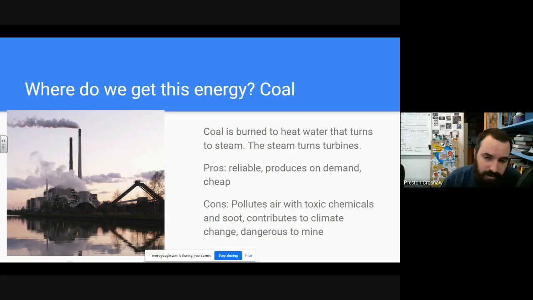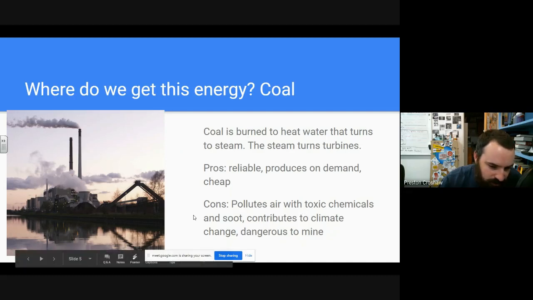I mean, coal's in a lot of places, so you don't need to go looking too hard for it. And we've developed this infrastructure, this whole system, since the late 1800s. We've been building coal-fired power plants and so forth, and we have the system pretty well down. There are a lot of problems with coal, however. It pollutes the air with toxic chemicals and soot, contributes to climate change, which is obviously a big issue, and it's dangerous to mine.